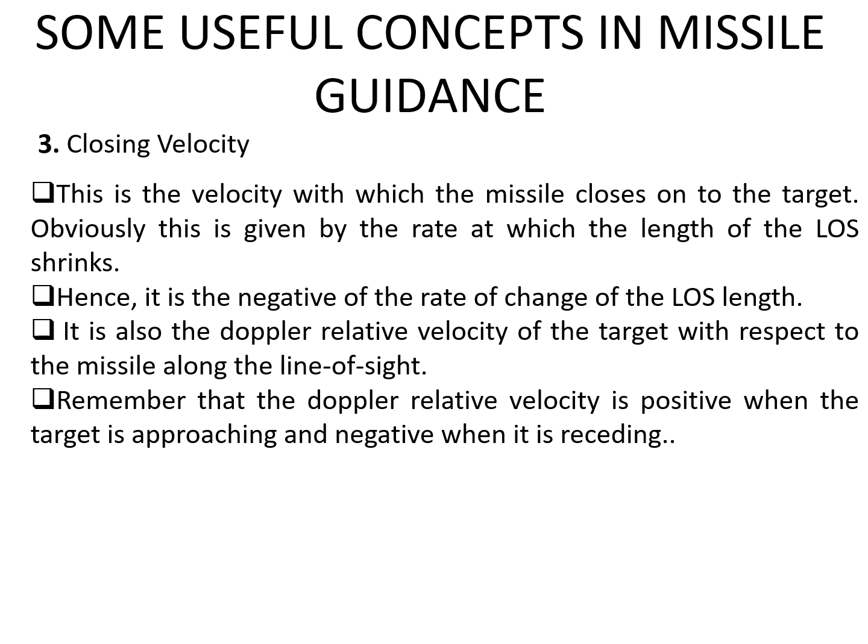Another is the closing velocity. This is the velocity with which the missile closes on the target. Obviously, it is given by the rate at which the length of the line of sight is shrinking, like how your line of sight is decreasing, which is translated into the closing velocity, which will be negative. As you are going toward a target, the length will be decreasing. It is also the Doppler relative velocity of the target with respect to the missile along the line of sight.